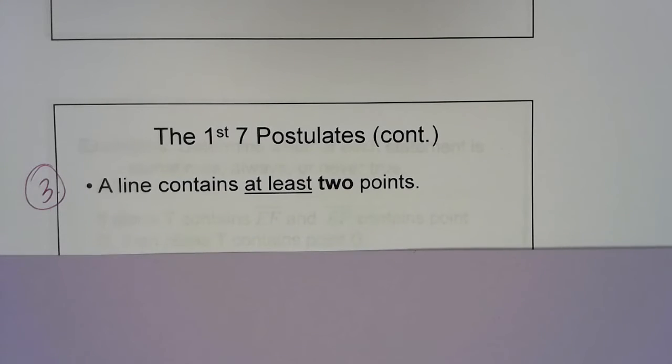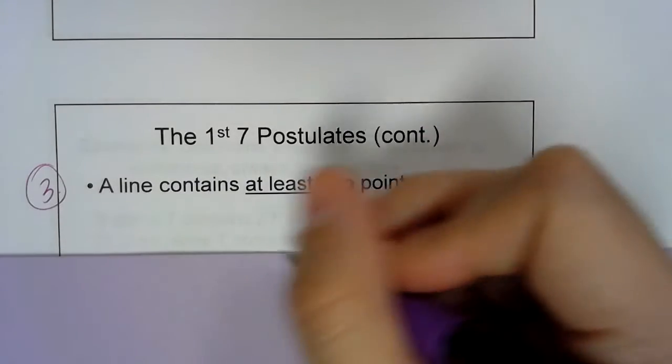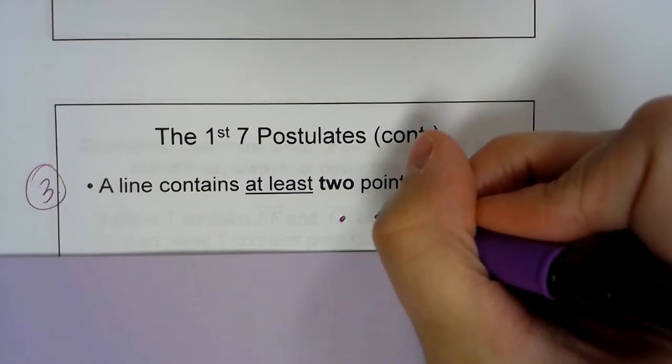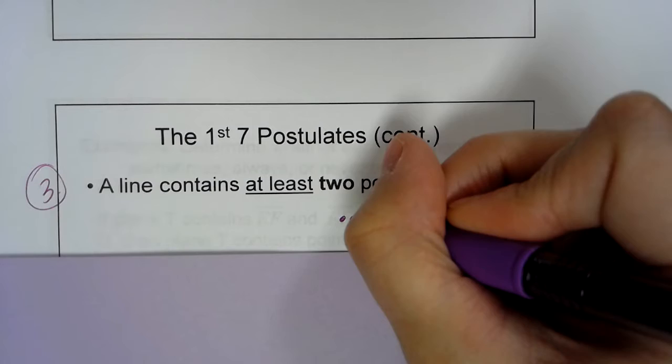Okay, so let's think about that for a second. A line can't just contain 1 point. I don't have anything to draw off of. I have to have at least 2, but I can have as many as I need.